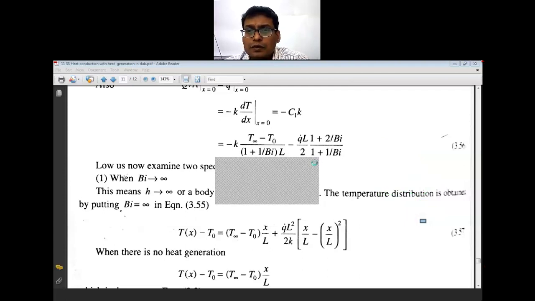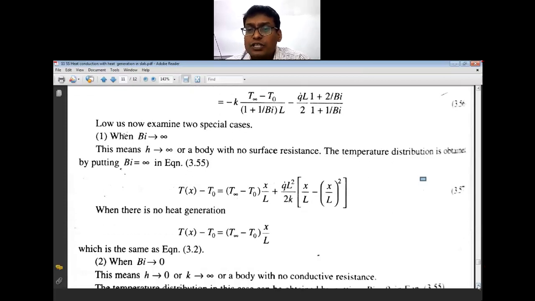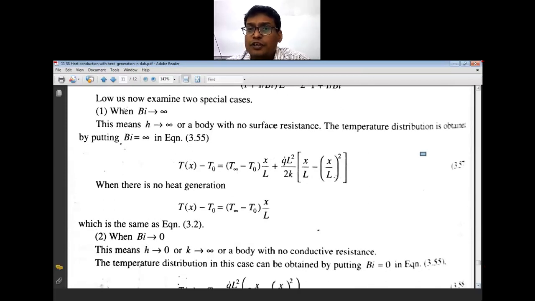Or the body with no surface resistance. What is h? It is the convective heat transfer coefficient. So this convective heat transfer coefficient is there. That means no surface resistance is there.